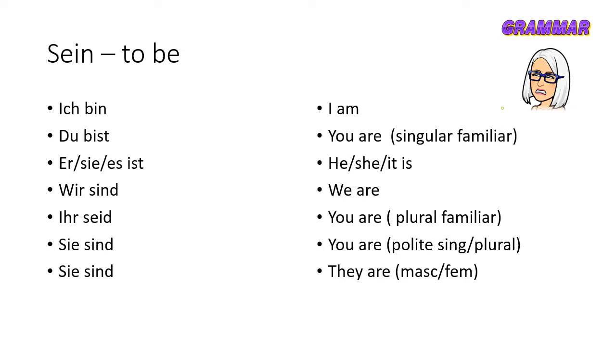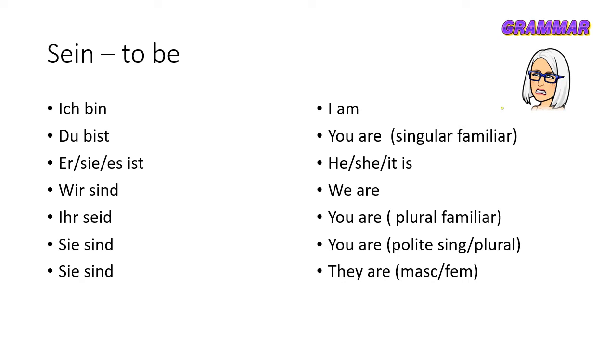Okay, so we're going to be looking at describing people, and we have to be able to say what people are like, and we'll need to learn the verb to be. This is not a regular verb in German, so it's one that you have to learn by itself because endings don't follow the normal pattern. So it goes: ich bin, du bist, er, sie, es ist, wir sind, ihr seid, sie sind, and Sie sind.